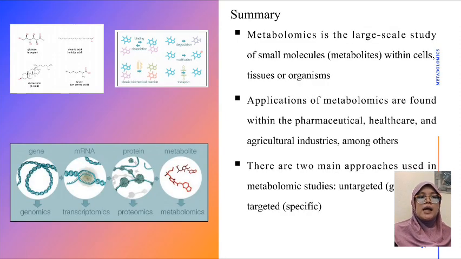In summary, metabolomics is the large-scale study of small molecules or metabolites within cells, tissues, or organisms. Applications of metabolomics are found within the pharmaceutical, healthcare, and agricultural industries, among others. There are two main approaches used in metabolomic studies.